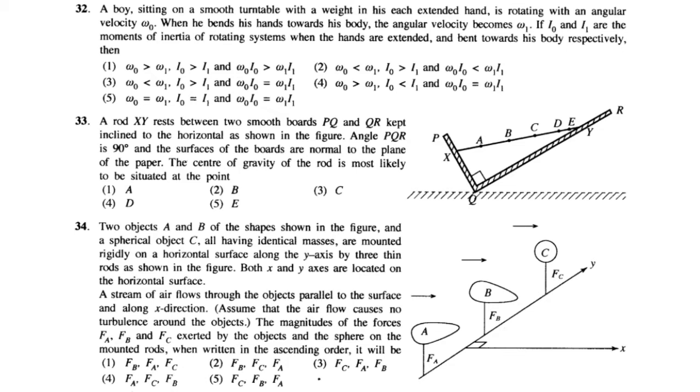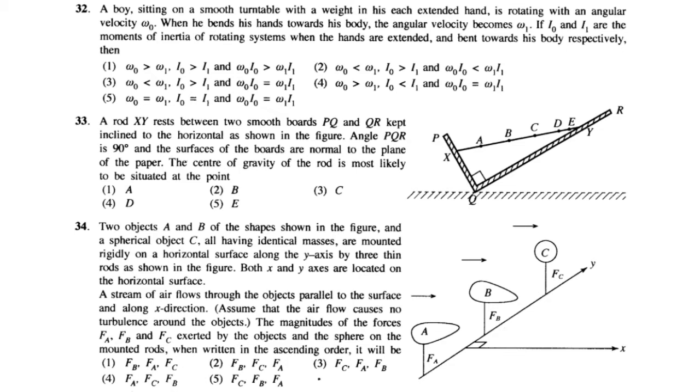Then, since there is no additional torque on him, the angular momentum remains constant. That is, angular momentum is given by I omega. I omega is constant. Now, if I is more, omega is less. So, I naught is more than I1, so omega naught is less than omega 1. And by conservation of momentum, we can write I naught omega naught is equal to I1 omega 1. So the answer is 3.